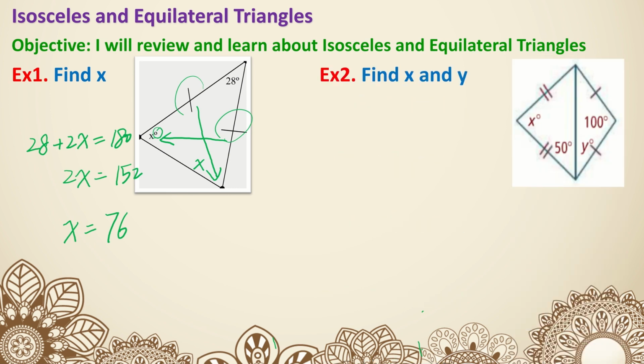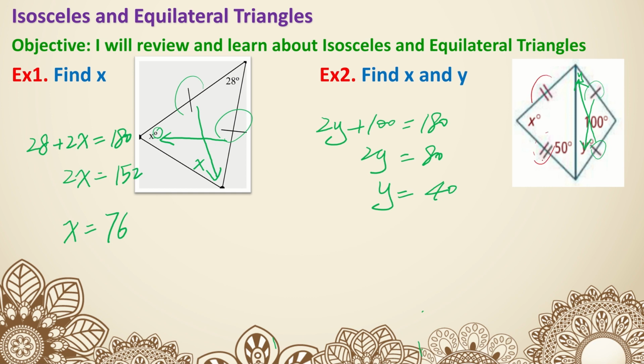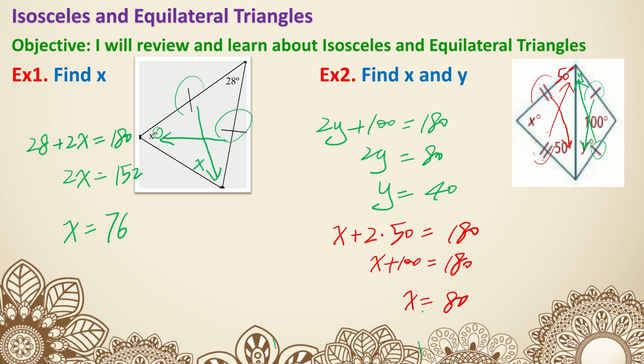Example 2. Start on the right side. These two sides indicate that these two angles are the same, which means the one on the top is also a y. 2y plus 100 is going to be 180. 2y is going to be 80, so y is 40. Next, on the left side, these double marks indicate these two sides are the same. So that makes these two angles the same. So the one on the top left is going to be 50 degrees. So we have x plus 2 times 50 equals 180. So x plus 100 equals 180, which means my x is going to be just 80. There you go. That's example 2.